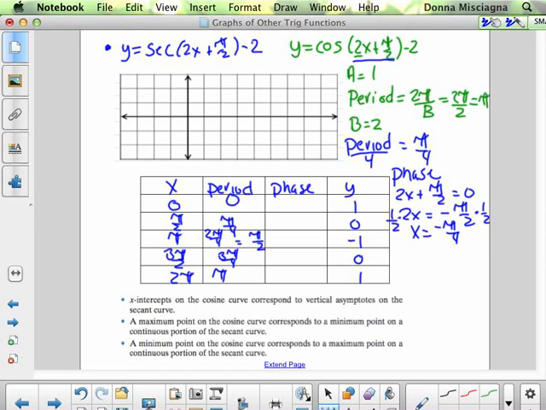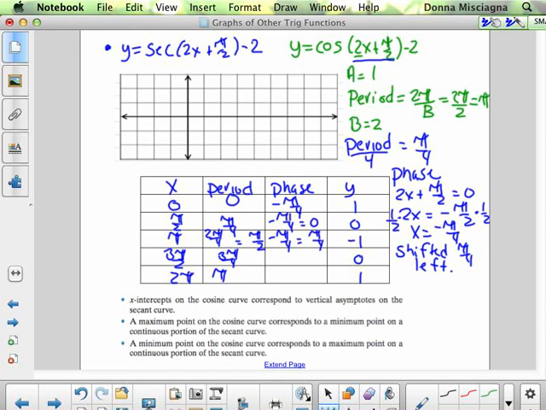So that means that this graph is shifted pi fourths left. So we're going to subtract pi fourths. 0 minus pi fourths is negative pi fourths. And then pi fourths minus pi fourths would be 0. Pi halves, so 2 pi fourths minus pi fourths would be pi fourths.